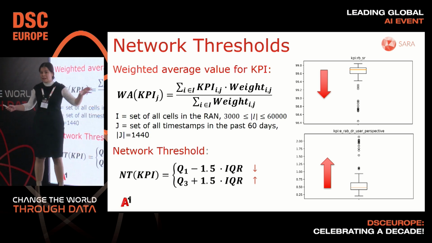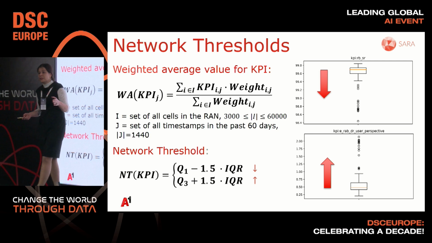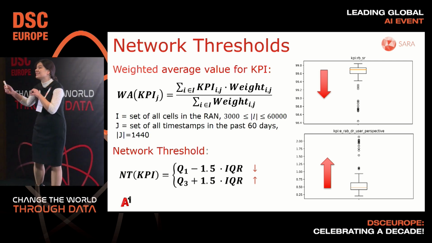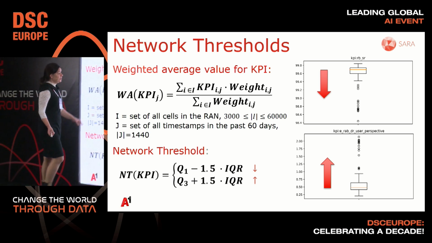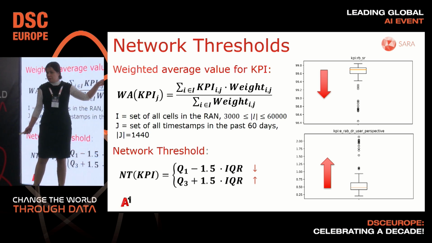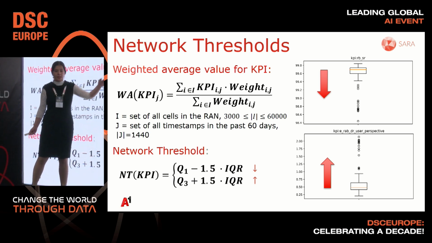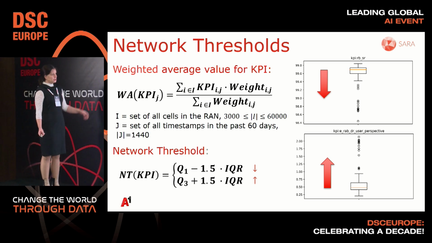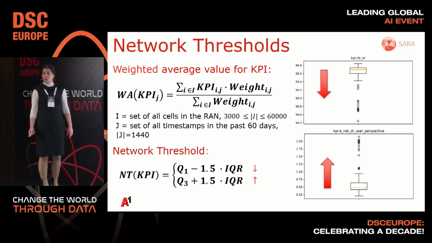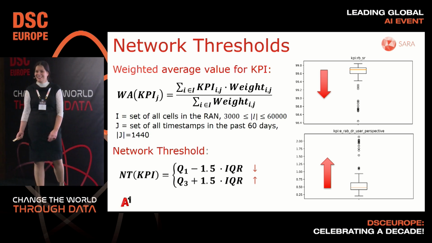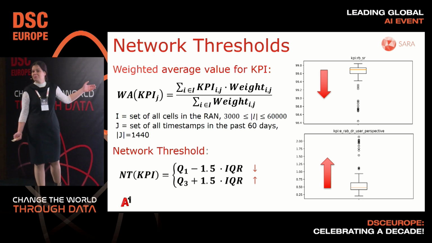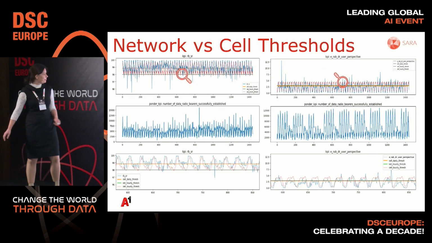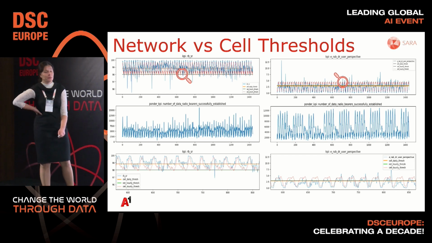During every timestamp of our 60 days range, we are taking into account all KPI values for all cells in the network. And as Jelena mentioned, depending on the network, we can have just 3,000 or 60,000 cells. And then if they have a value for weighted KPI, we are using weighted average in this sense. And believe it or not, we get really good results with something really simple.